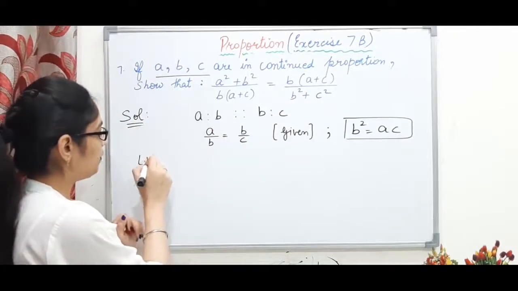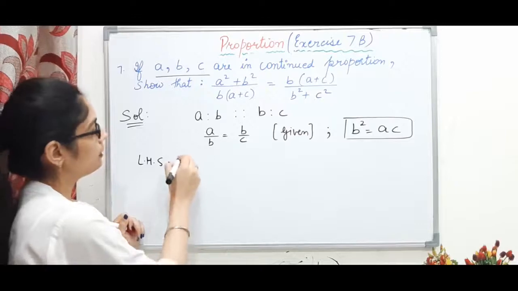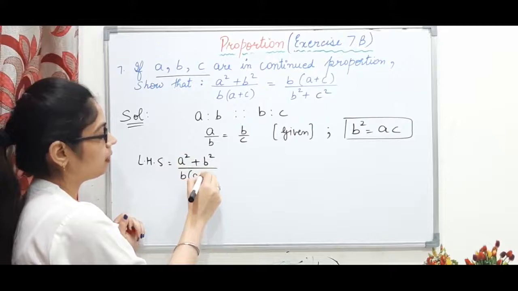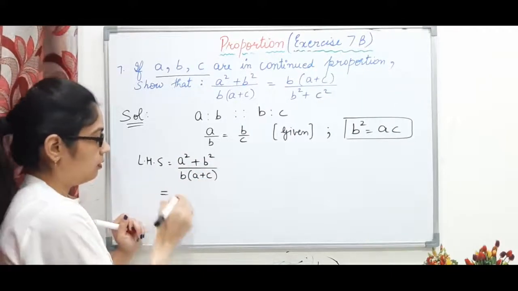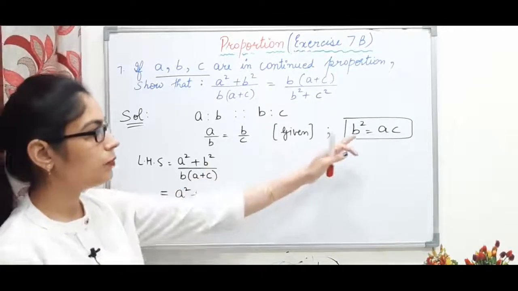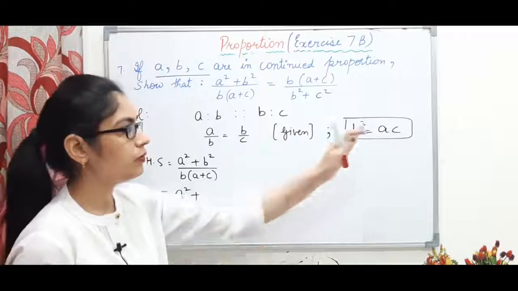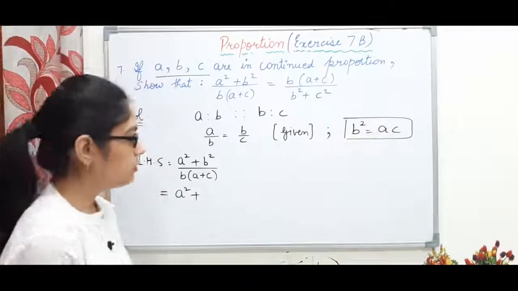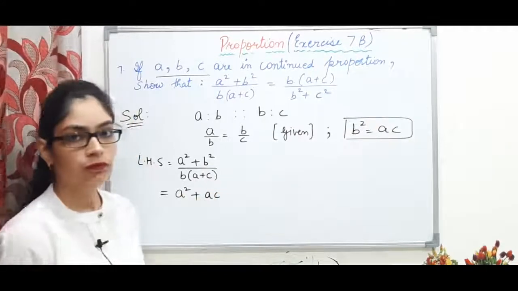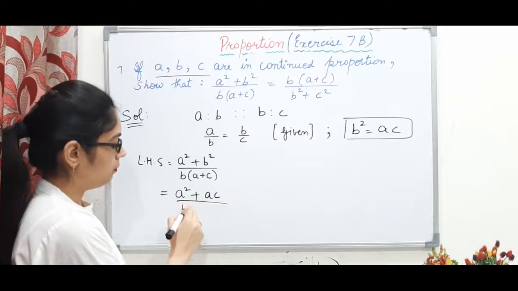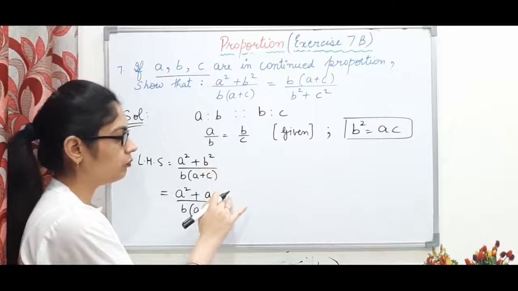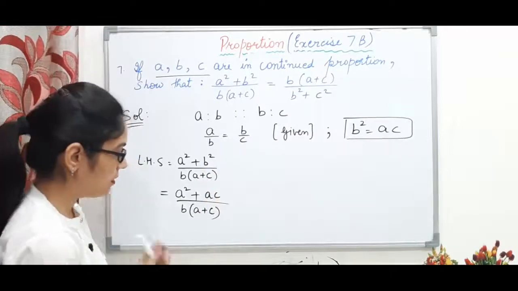So I'll start from the left hand side. It's a square plus b square upon b into (a plus c). So a square as it is plus b square. Since a, b, c are in continued proportion, b square is equal to ac. So here we will substitute the value of b square as ac, over b into (a plus c).